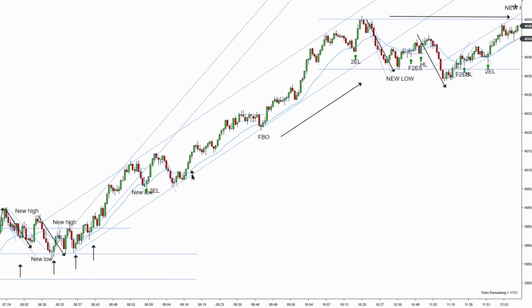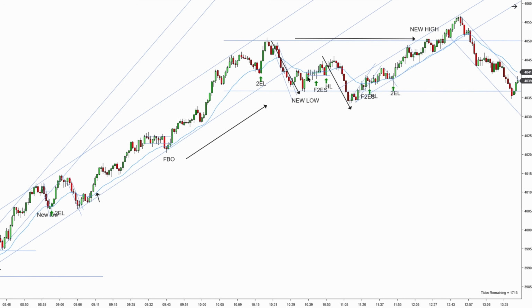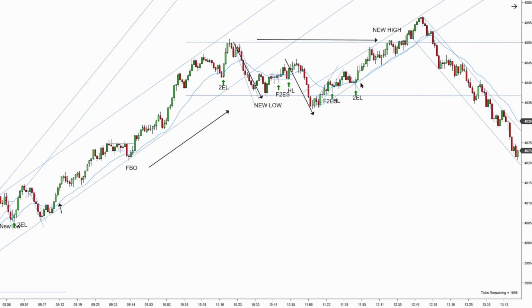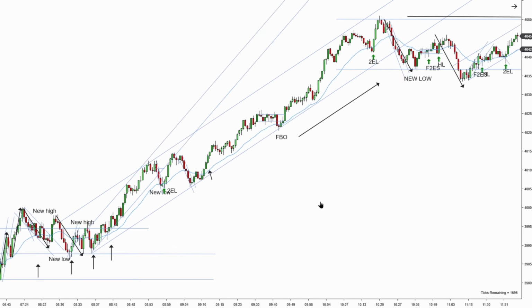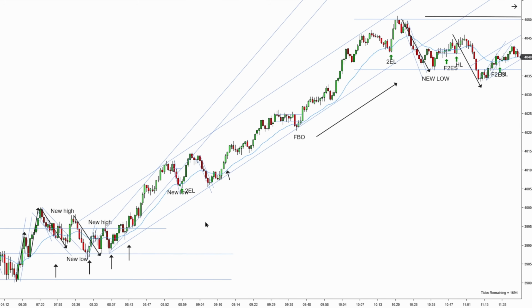You could have bought pretty much any sketchy setup. Notice second entry long here, even below the EMA here, even the high low worked, failed breakout worked, this second entry long worked, even this high low below the EMA worked. All of these setups are working, and even these setups that are not perfectly touching the EMA. So during this uptrend, almost any decent high probability setup works.